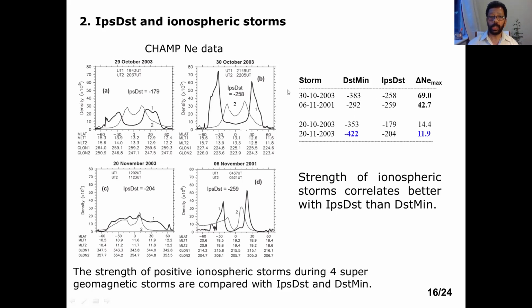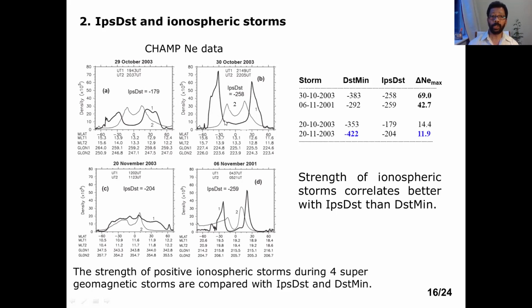The top 2, that is corresponding to the right-hand side blocks B and C, have high values of IPS DST, while the bottom 2 events, corresponding to the left-hand side blocks of the figure, have comparatively low IPS DST. Now, what is plotted in the figure is the electron density data measured by the CHAMP satellite during its passage from the southern hemisphere to the northern hemisphere, crossing through the equator.